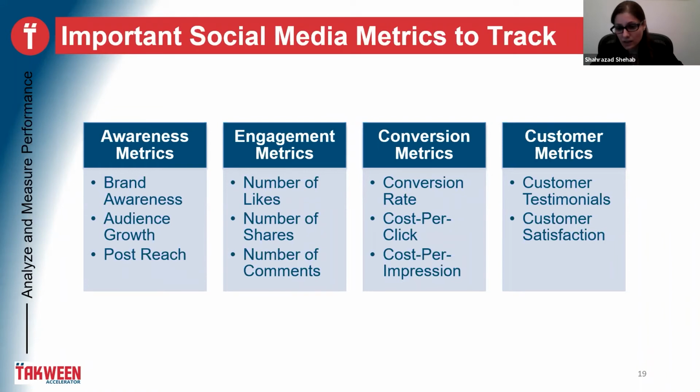Cost per click, or CPC, is the amount you pay per individual click on your sponsored social media posts. Cost per impression, or the CPM, this is the amount you pay every time people scroll past your sponsored social media post. Finally, customer metrics. You need to keep an eye on your customer testimonials, that is reviews, comments, or endorsements, and customer satisfaction, which is a metric that measures how happy people are with your product or service.